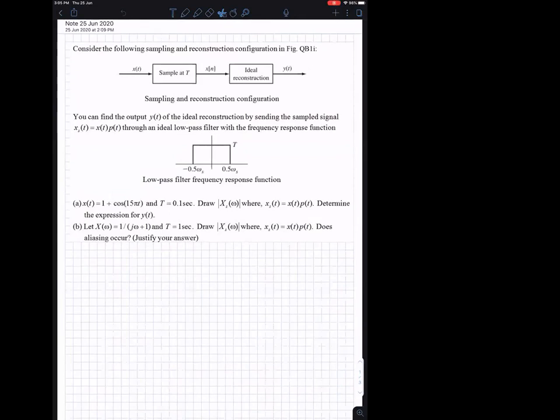Please listen very carefully. You're going to get a mini project based on this question. If you understand this, then your mini project will be a breeze. Okay, let's continue.